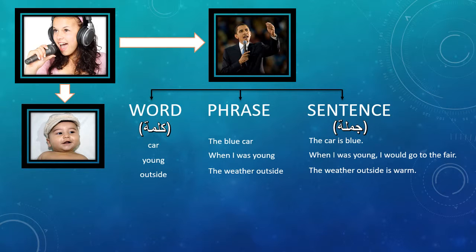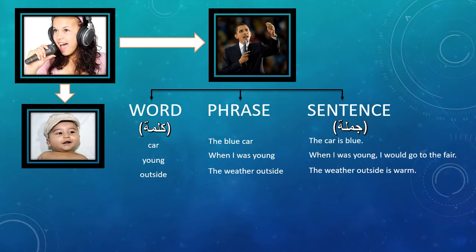A word is simply something that is said, like car, young, outside. A phrase is an expression like the blue car or when I was young, the weather outside... A sentence is a complete thought, like the car is blue. When I was young, I would go to the fair, or the weather outside is warm.